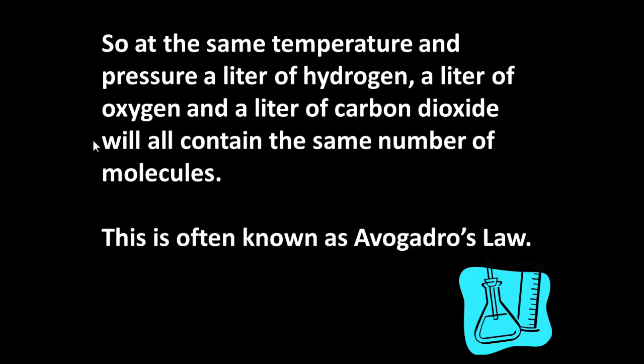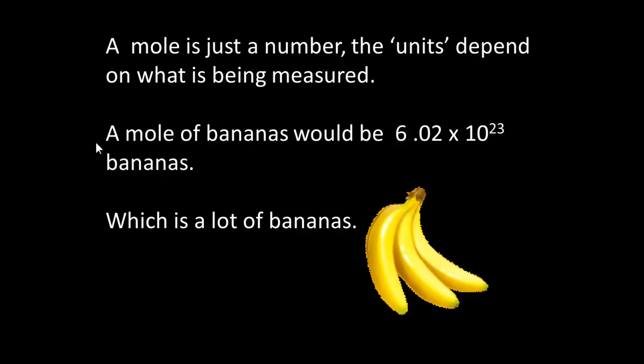So if you have things at the same temperature and pressure, it doesn't matter whether you have a litre of hydrogen or a litre of oxygen or a litre of carbon dioxide, they're all going to contain the same number of molecules, and that's what we refer to as Avogadro's law. So the mole itself is just a number. The units depend on what we're going to measure. We can have a mole of apples, a mole of Ferrari cars, a mole of bananas, but in each case we'd have 6.02 times 10 to the power of 23.